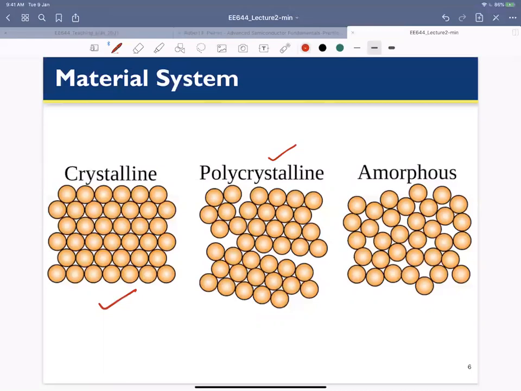Amorphous is a random arrangement of atoms. There is no periodic arrangement of atoms. So when you talk about silicon, the insulators, silicon dioxide, silicon nitride, aluminum oxide, hafnium dioxide, all those materials that you use in the transistor, they all come in the amorphous form, right? So there is no periodic arrangement. We'll mainly deal with these three material systems: crystalline, polycrystalline, and amorphous.